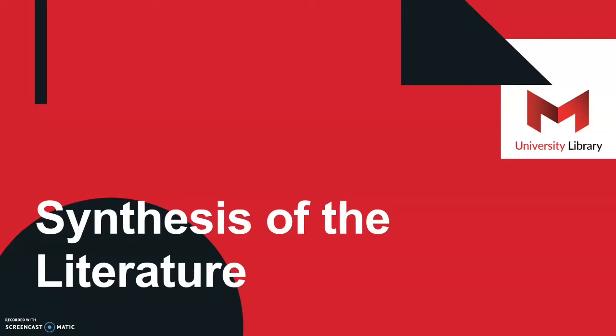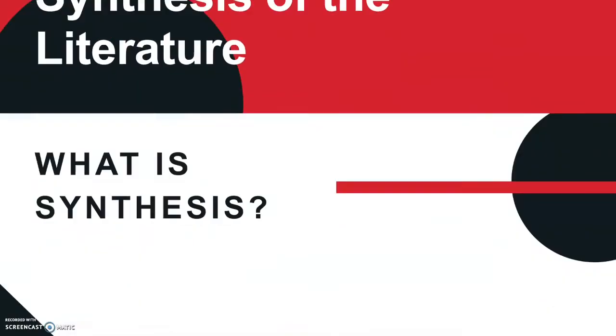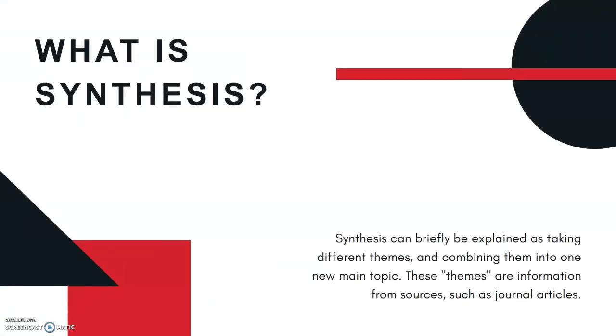When writing a literature review, there are many steps to be taken to get the final product. One important aspect of a literature review is synthesis. What is a synthesis and what does it mean? A synthesis can briefly be described as taking different themes and combining them into one new main topic. These themes are information from sources such as journal articles.